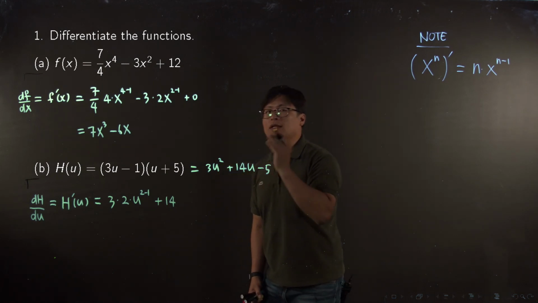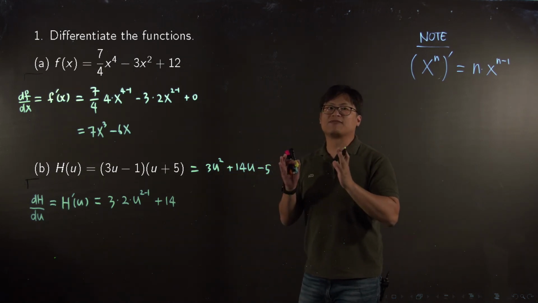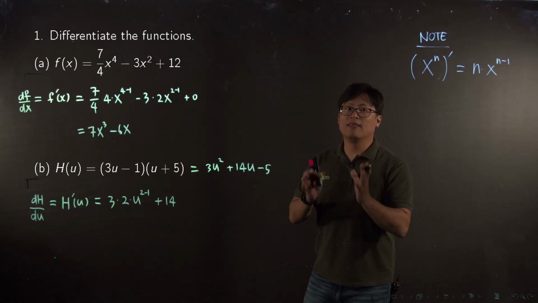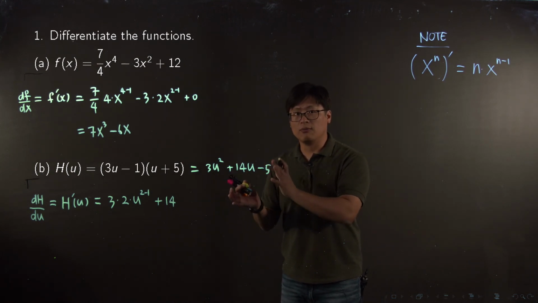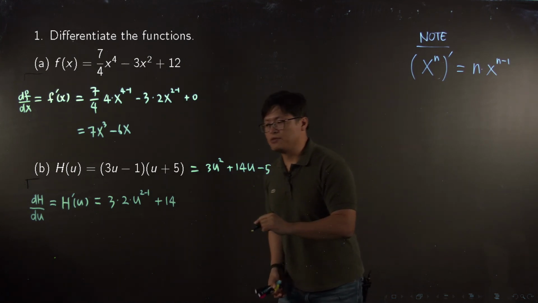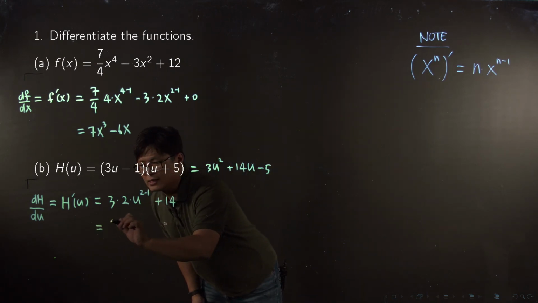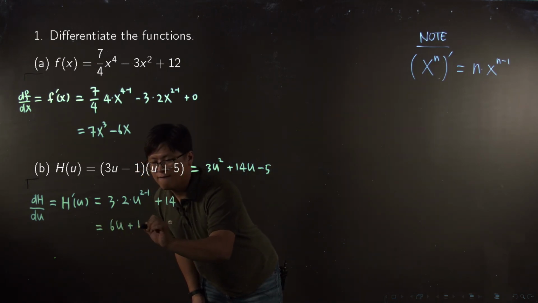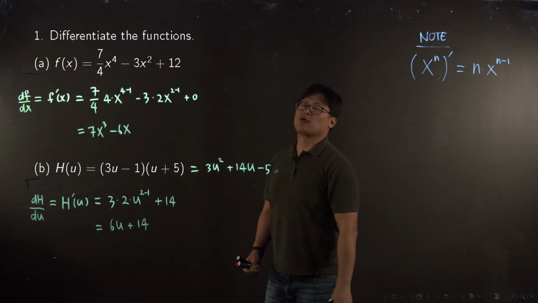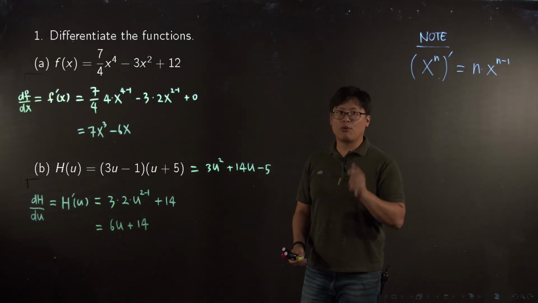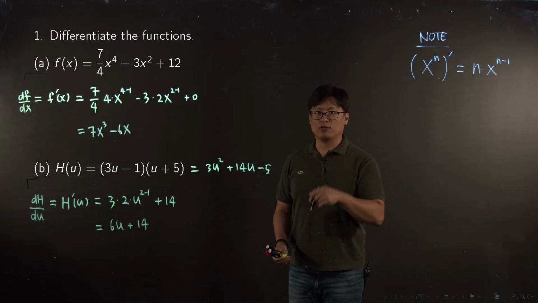Is that okay? You can just simply remember that if it is a first degree function, then the coefficient is the derivative of your function. And -5 prime equals 0. That's it. When you simplify this, it is 6u plus 14. That's it. It's quite simple, right? But keep that in mind: practice is the best way for this kind of problem.